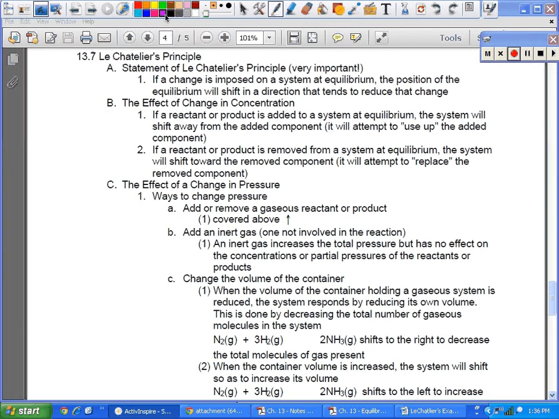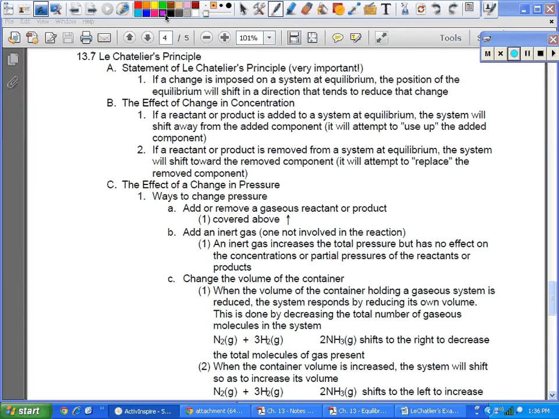The reason why is because when you shift and make more products, what happens to your reactants? They decrease. So what does that do to the actual numerical value of K? It balances it back out. So that's why the value of K will never, ever change unless you change the temperature.